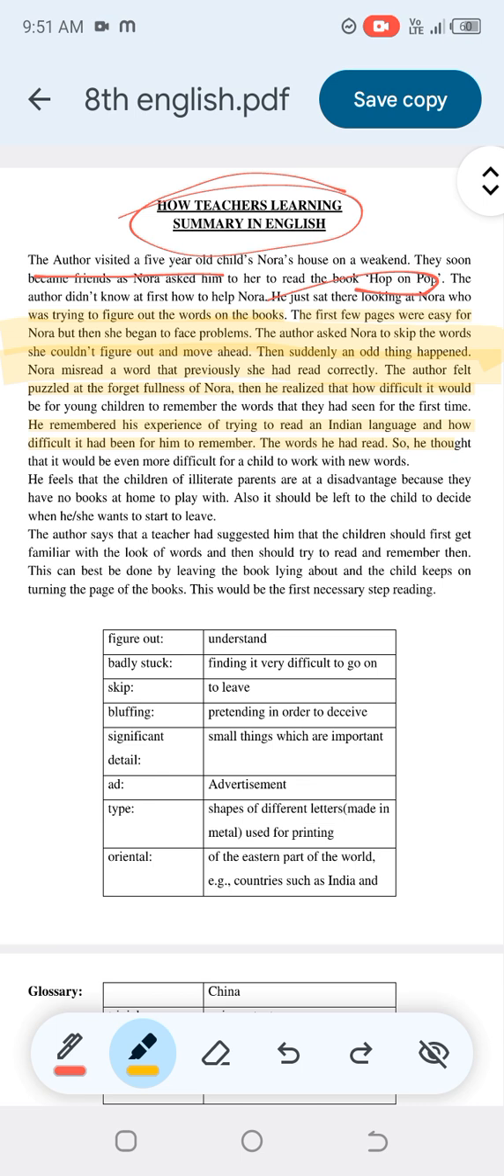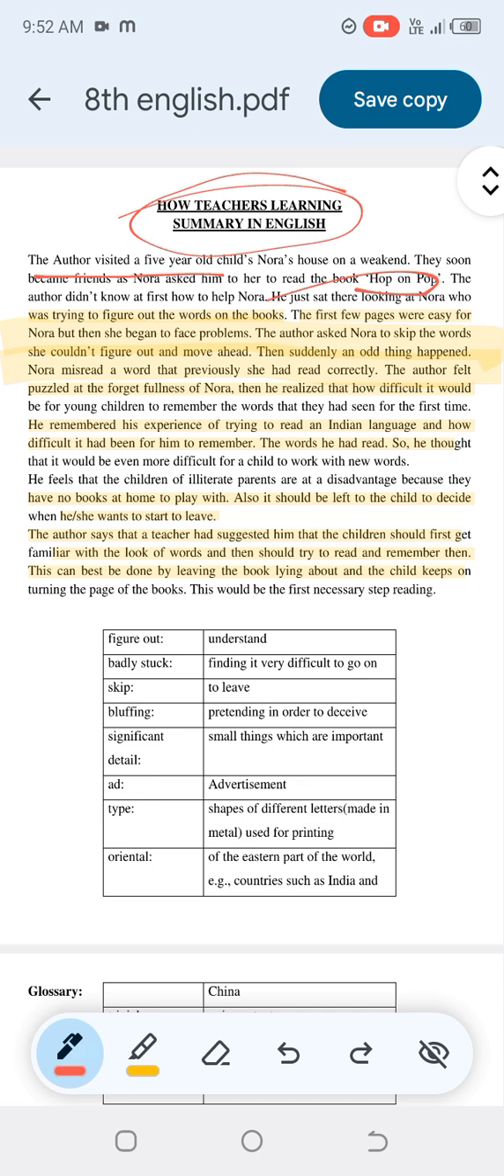He feels that the children of illiterate parents are at a disadvantage because they have no books at home to play with. So it should be left to the child to decide when he wants to start to read. The author says that a teacher had suggested that children should first get familiar with the look of words and then should try to learn and remember them. This can best be done by leaving the book lying around. The child keeps on turning the pages of the book. This would be the first necessary step in reading.